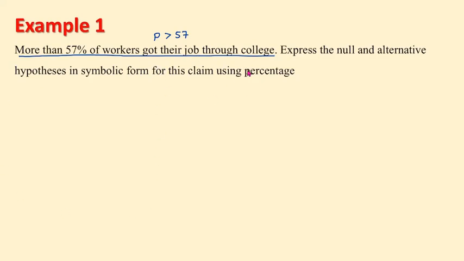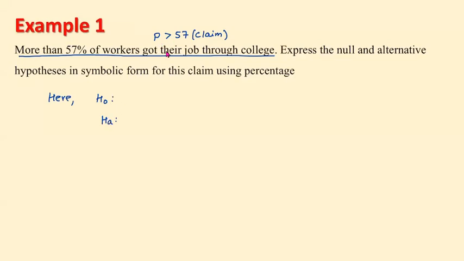And that is the claim here. Okay, that's what is claimed here. We have to write the null and alternative hypothesis. So here, the null hypothesis denoted by H sub 0 and alternative hypothesis is denoted by H sub a. So here we have p greater than, because we have a greater than there. So this must be the alternative hypothesis, because in the null hypothesis, we have equal to sign.